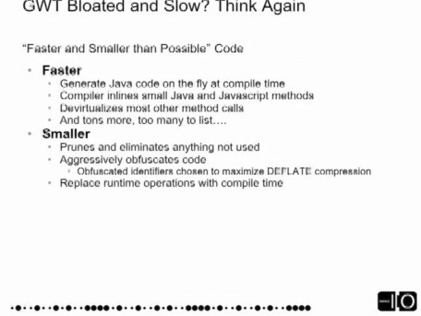So what does faster and smaller than possible code mean? By the way, I added the smaller. Bruce usually says faster than possible. Does this really mean that the compiler produces code that is faster than you could possibly write by hand? It actually doesn't mean that. I mean, that obviously is untrue. If you're a real JavaScript ninja, you could write code that's probably as good as the GWT compiler.